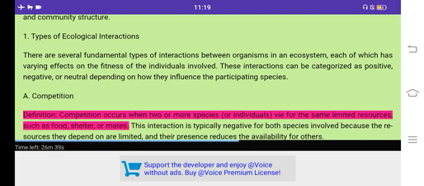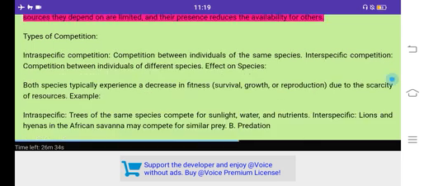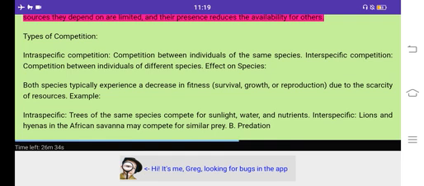A. Competition. Definition: Competition occurs when two or more species or individuals vie for the same limited resources, such as food, shelter, or mates. This interaction is typically negative for both species involved because the resources they depend on are limited, and their presence reduces the availability for others.